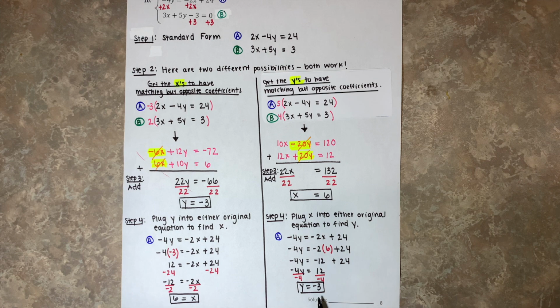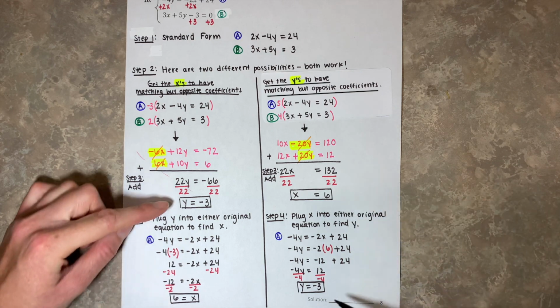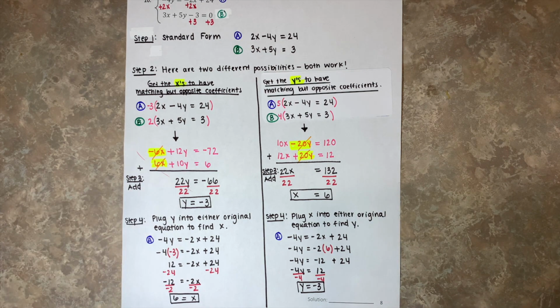And we find that y is equal to -3. Notice we did this problem 2 different ways. Both ways we found that x is 6 and that y is -3. Let's go ahead and write our final answer.